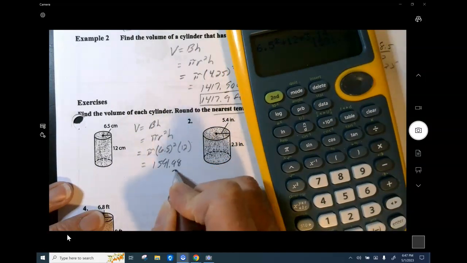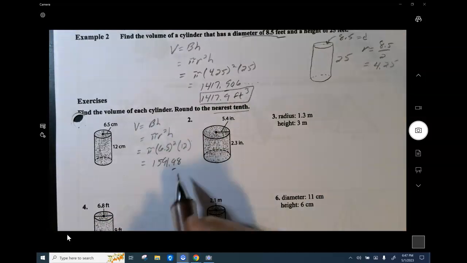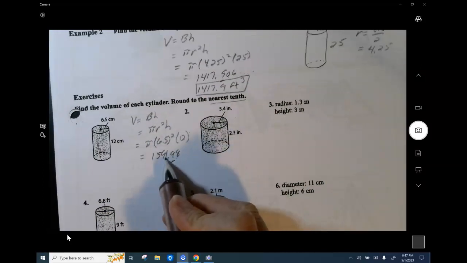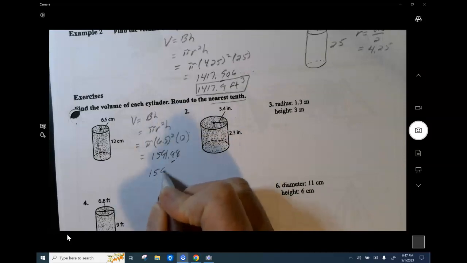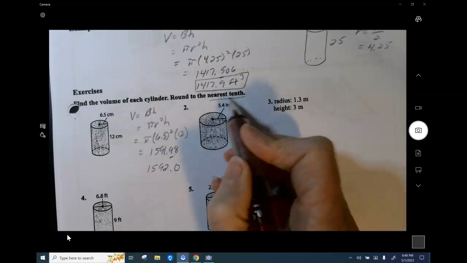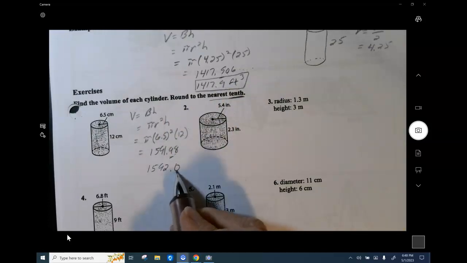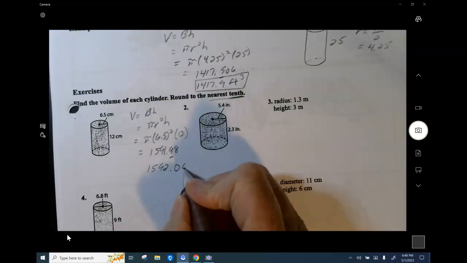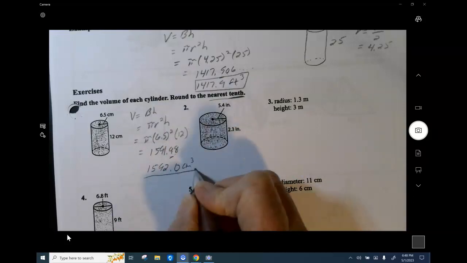1591.98. Round to the nearest tenth. So on this one, what we have to do is look behind it. We're going to give it a shove, right? Well, if we give this one a shove, it gives this one a shove. So 1592.0. And we want that 0.0 to show that we rounded it to the nearest tenth. It's going to be 0 because we give this one a shove, it goes to 10. And that's going to be centimeters cubed.